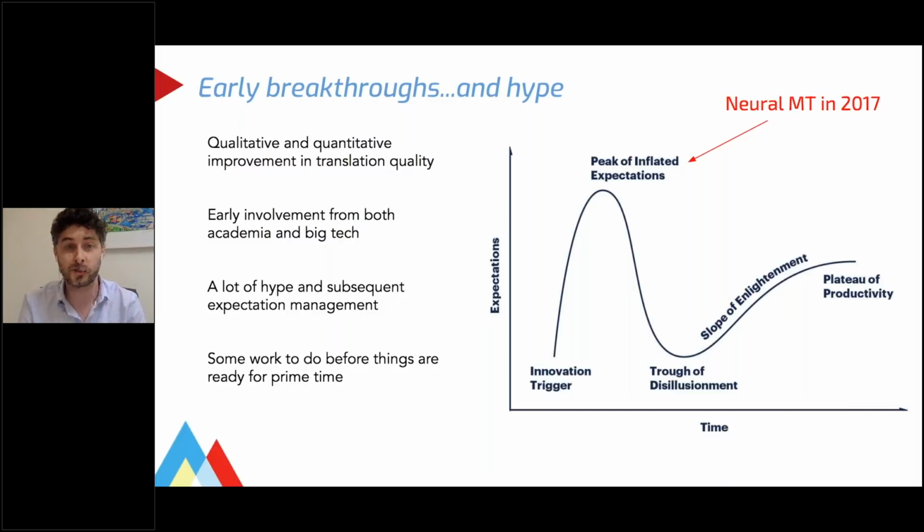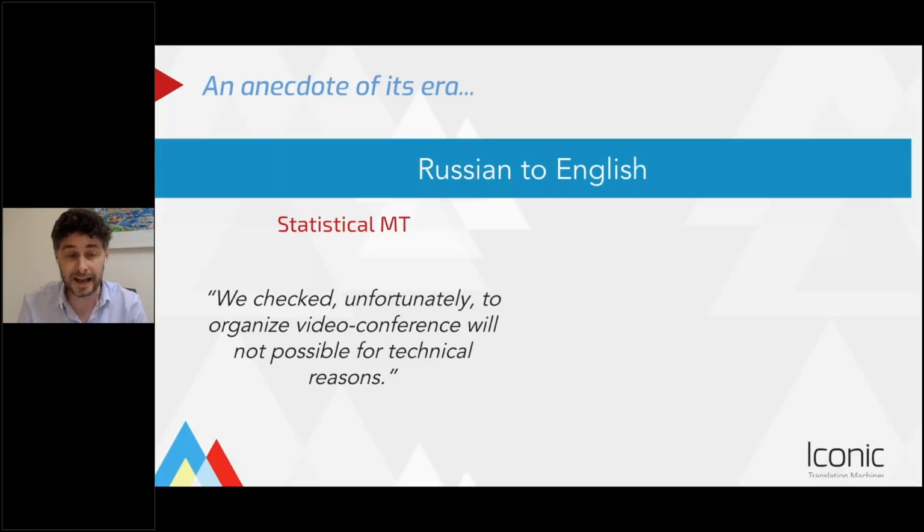Neural MT brought with it significant performance improvements. And by that, we mean qualitatively and quantitatively better translations. It was measurable and it was impressive. And I'm going to show you one anecdote. I thought it's an appropriate anecdote given the era that we're in of Zoom calls and GoToWebinars and things like that. So one of the first neural MT engines we built was Russian to English.